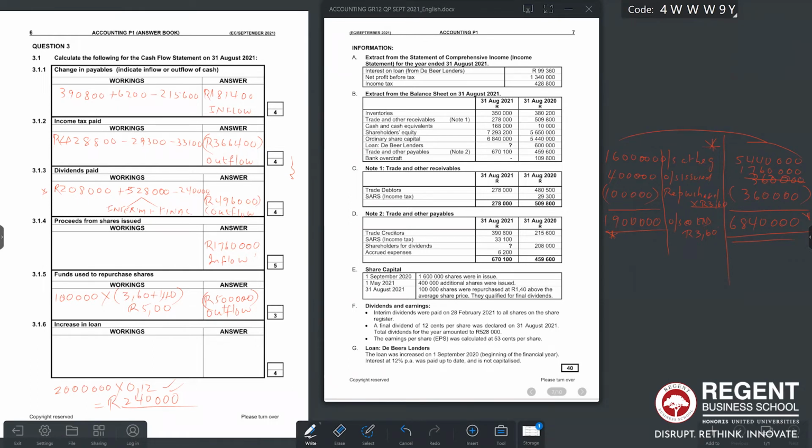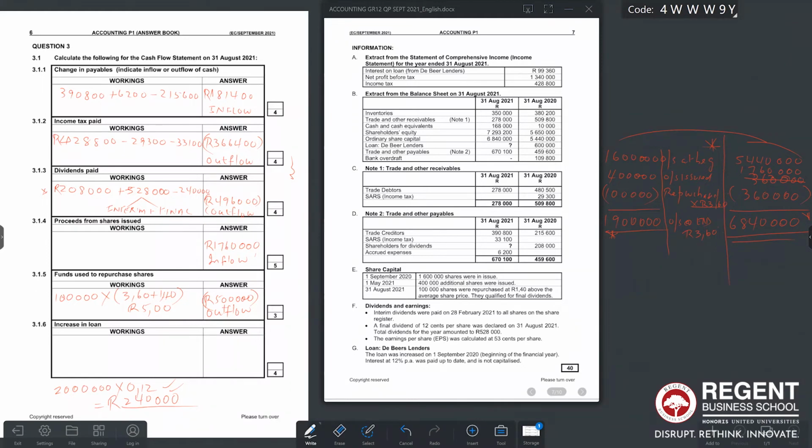They're telling you that you took the loan, and the increase was on the 1st of September 2020. Okay, so the increase in the loan was on the 1st of September 2020. Now, 1st of September was the beginning of the year because my year ended on the 31st of August. The next day is the 1st of September.